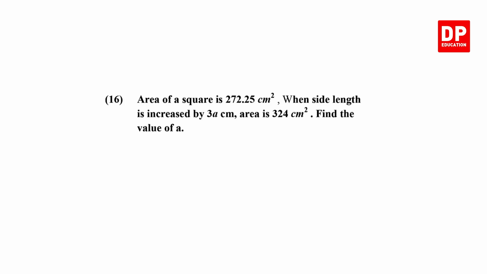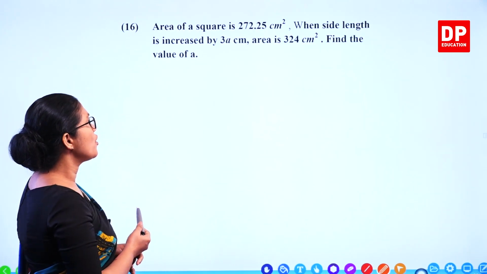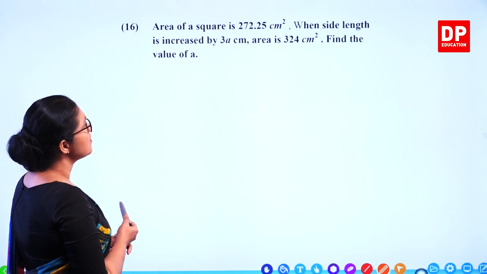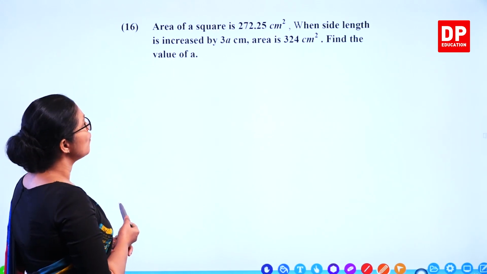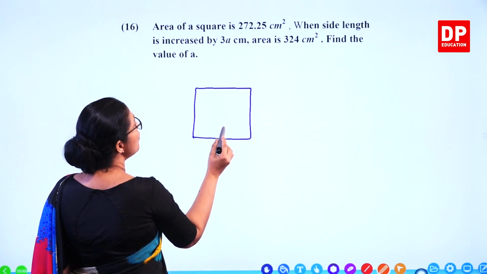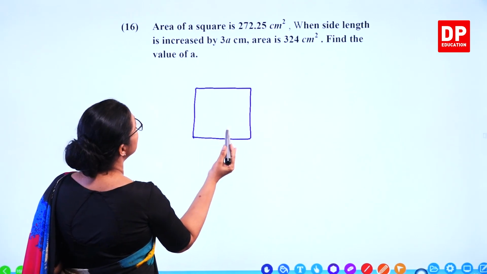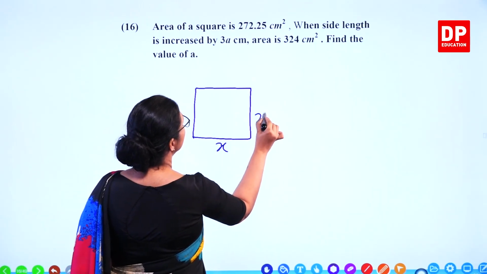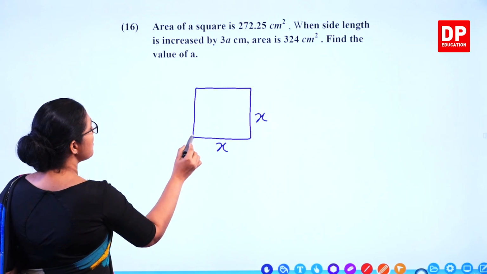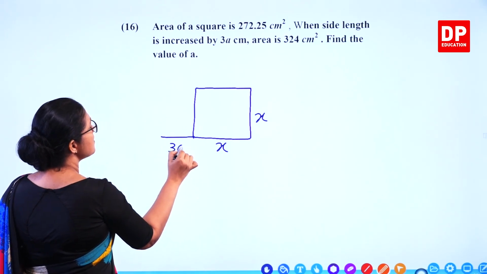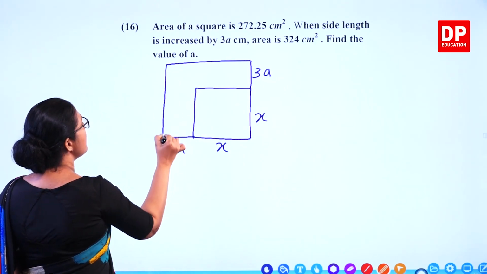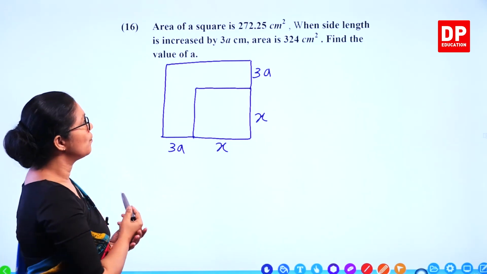Question number 16. Area of a square is 272.25 square centimeters. When side length is increased by 3a, area is 324. Find the value of a. So here, we don't know the side length. We will take it as x. And if it increases by 3a, that means each side increases by 3a. Then the total area becomes 324.